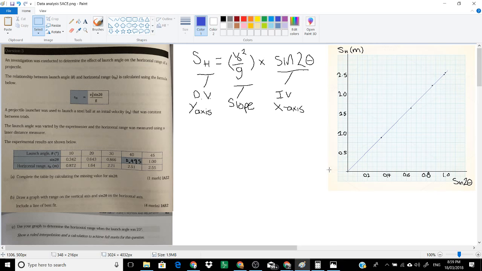If you didn't know, you can go and check in this formula. The units will be meters squared per second squared divided by meters per second squared. If you cancel all that out, that becomes meters, and then times by no unit, so it's meters.